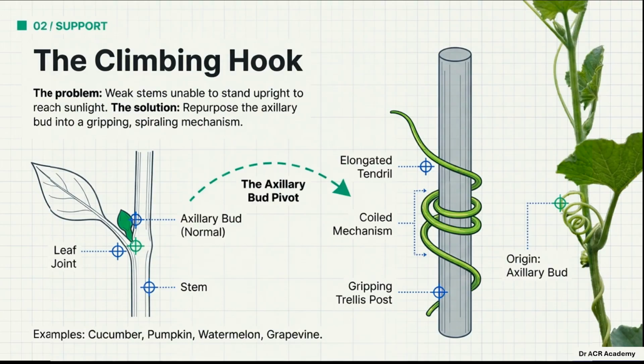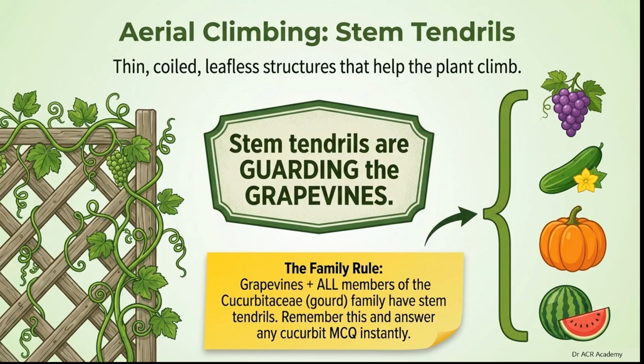So how are you going to remember the examples? Easy. Just remember this phrase. Stem tendrils are guarding the grapevines. This obviously covers grapevine, and the word guarding is your link to the gourd family. We're talking cucumber, pumpkin, watermelon. Basically, if it's a gourd, it uses stem tendrils.